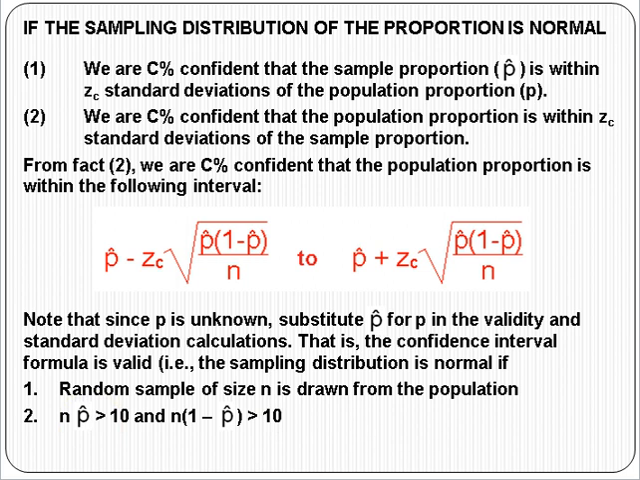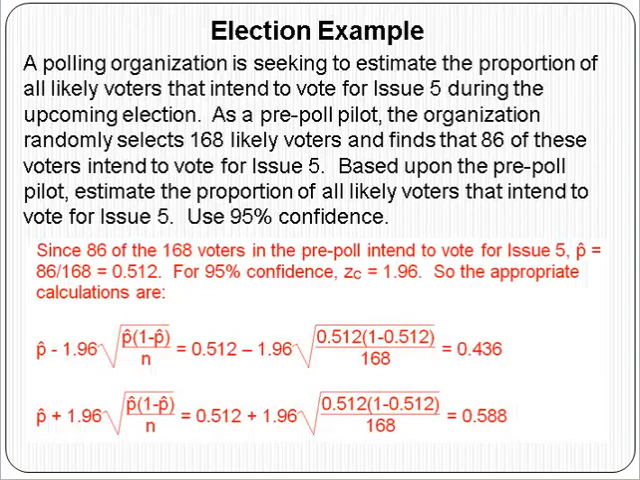Okay, let's use that information for an example. A polling organization is seeking to estimate the proportion of all likely voters that intend to vote for issue 5 during the coming election. As a pre-poll pilot, the organization randomly selects 168 likely voters and finds that 86 of these voters intend to vote for issue 5. Based upon the pre-poll pilot, let's estimate the proportion of all likely voters that intend to vote for issue 5. Use 95% confidence.